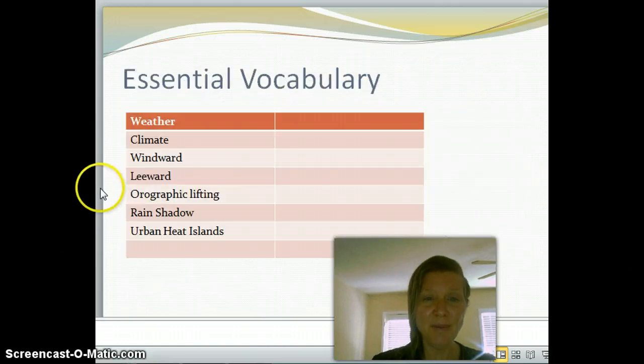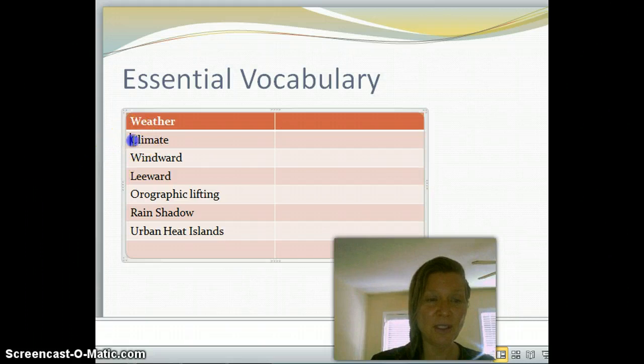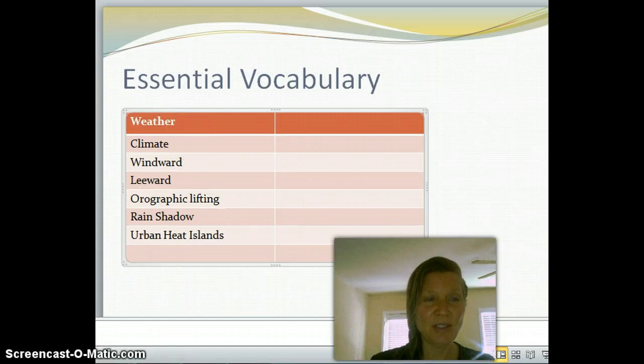Now, our essential vocabulary for this unit includes climate, windward, leeward, orthographic, rain shadow, and urban heat islands. And I've sent you a list and some wonderful illustrations that were provided by some of your classmates that you can add along with your definitions to help you study for upcoming quizzes and examinations.